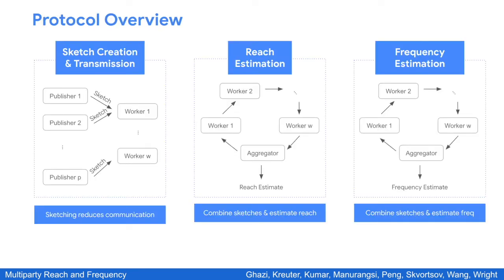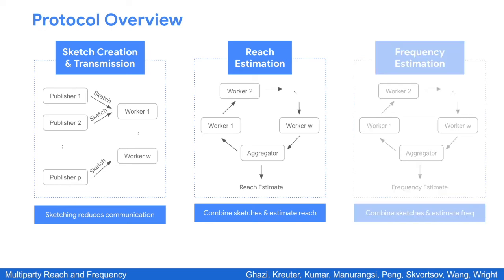At a high level, our protocol has three phases: the sketch creation and transmission phase, the reach estimation phase, and the last phase, the frequency estimation. For the purpose of time here, we will only focus on the first two phases.